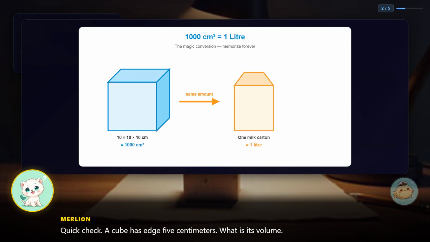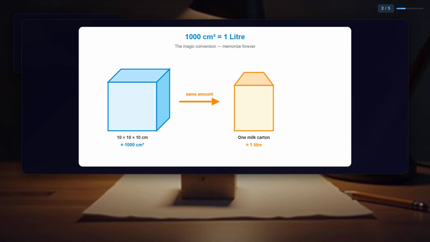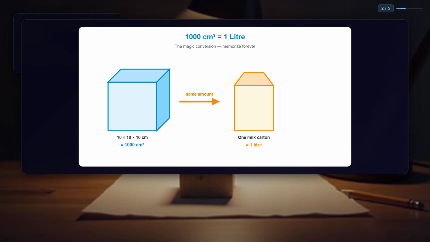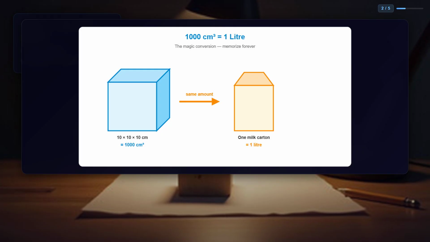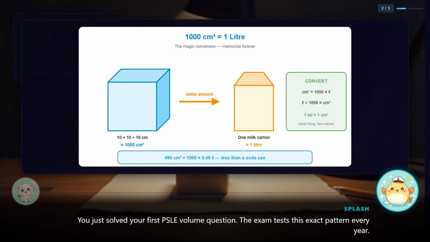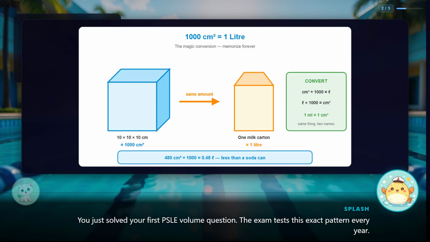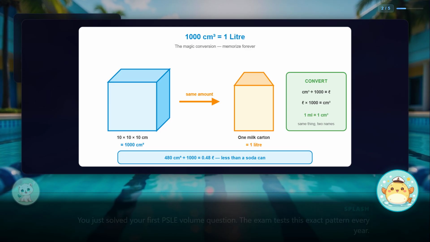A cube has edge 5 centimeters. What is its volume? Let us pause here for 8 seconds. Five times 5, 125 cubic centimeters. You just solved your first PSLE volume question. The exam tests this exact pattern every year.